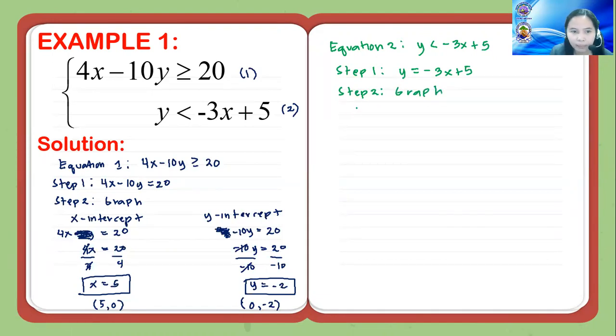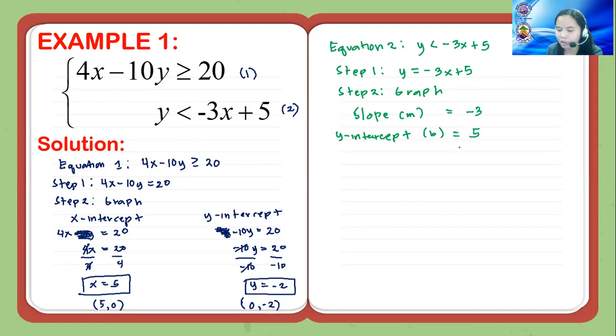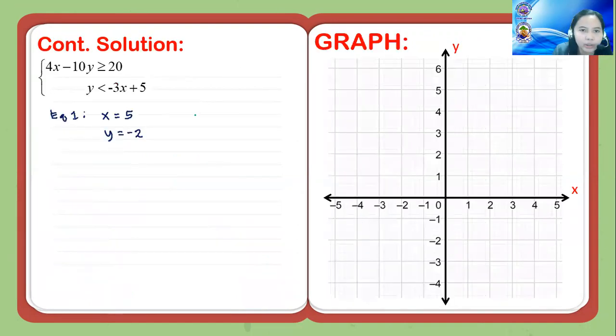Since this is a slope-intercept form, you just need to find the slope, which is m, and the y-intercept, which is b. So we have the slope, negative 3, and the y-intercept b is 5. Okay, so we can now write this one here. Equation number 2, we have m is negative 3. And b is 5.